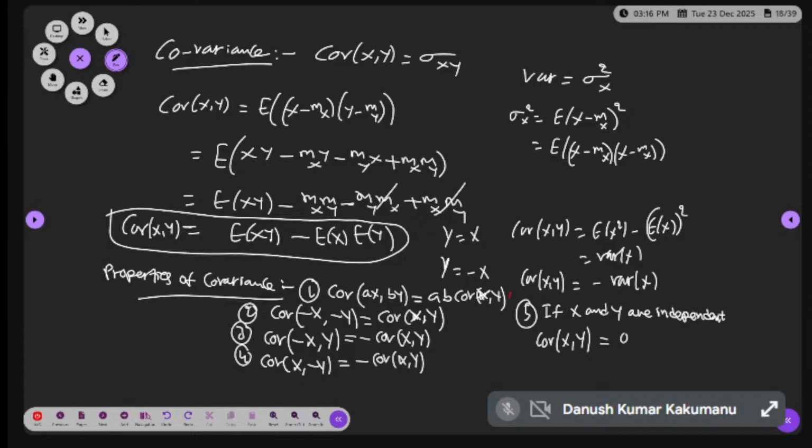This is also a previous GATE question. Every property is very important. Covariance, no need to learn by heart. Covariance 0 or not, if x and y are independent, what happens? E of xy is E of x into E of y minus E of x into E of y, both are cancelled. It's clear. No need to learn any property by heart. Remember logically.